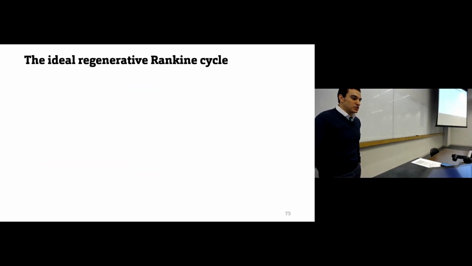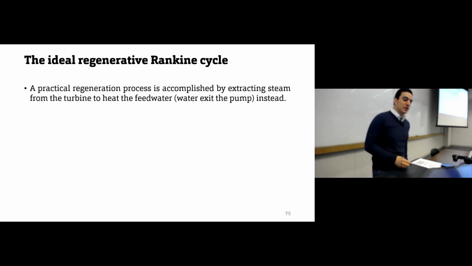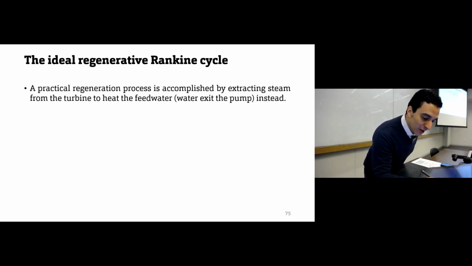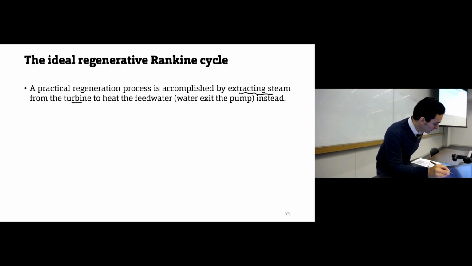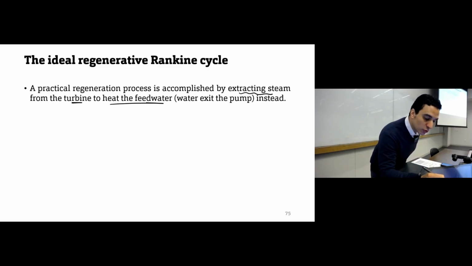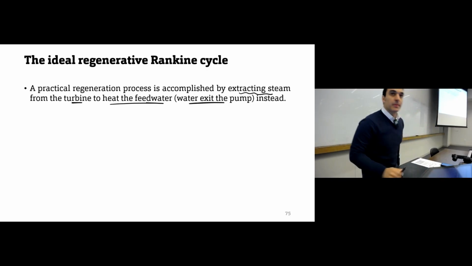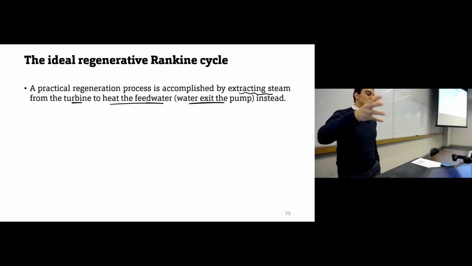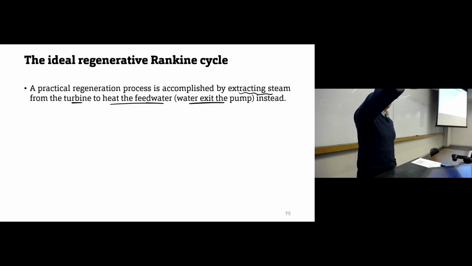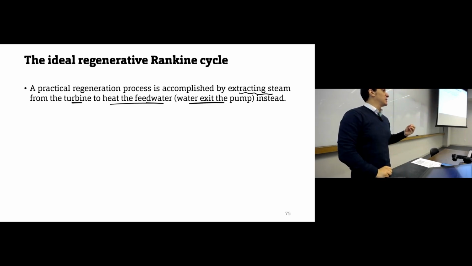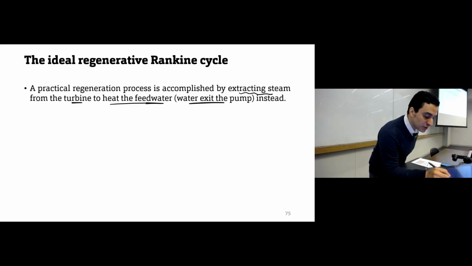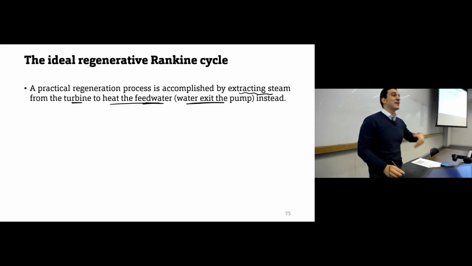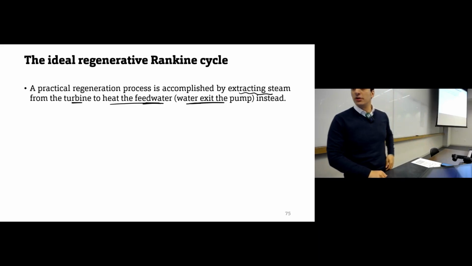So if we look at the idea of the regenerative Rankine cycle, what is happening? We extract some steam from the turbine to heat the feed water. And what is the feed water? This is the water that exits the pump. We extract steam from the turbine, and as its temperature is high, we use it to heat what is called feed water, the water that exits the pump and goes to the boiler.